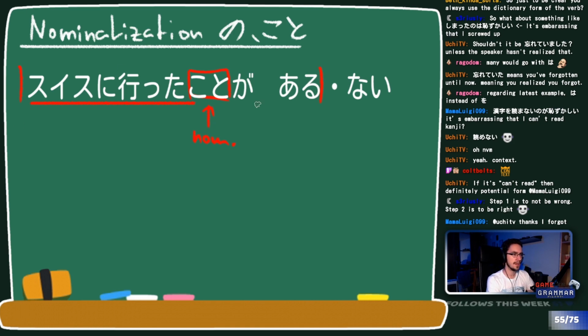So we're saying, well, going to Switzerland does exist, and the important part here is that we use past tense for the verb. Past tense for the verb, okay? So any action that you can think of, put it into simple past tense, and then just add koto ga aru if you've done it, or you can say koto ga nai if you haven't done it. And obviously the polite version of that would be koto ga arimasu or koto ga nai desu or arimasen. Okay, those would be the more polite versions of that.